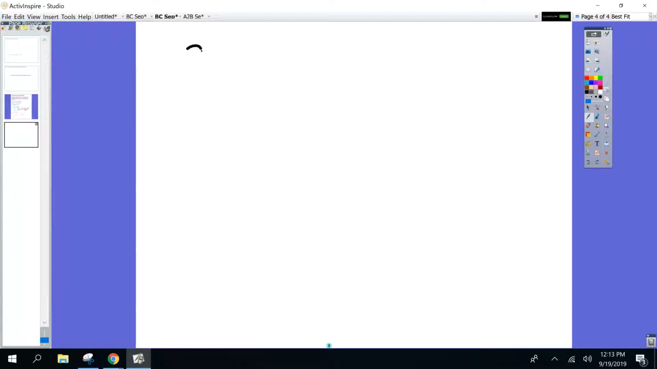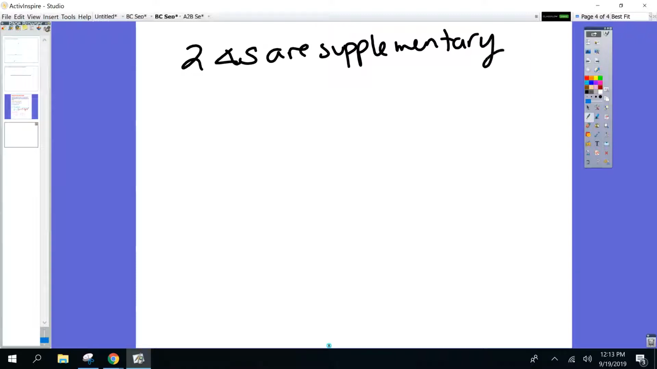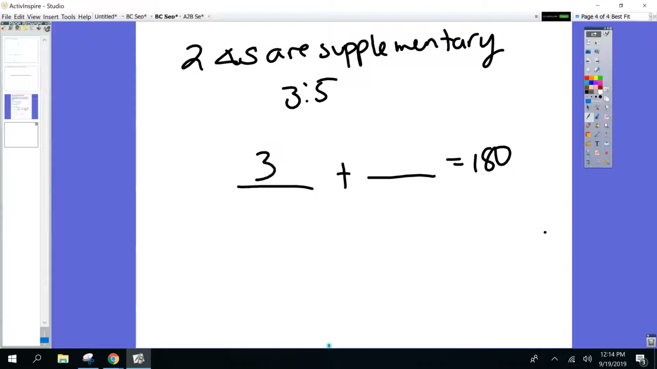You don't need to copy this down, but 2 angles are supplementary, and they are in a ratio of 3 to 5. Find the angles. What's that word? Tell me. How do I treat this now? 3 to 5. One angle is 3x, the other angle. Okay. Just want to make sure we're good there.